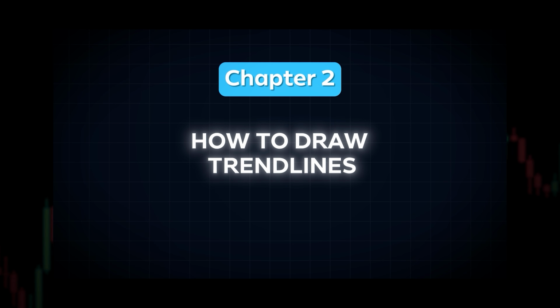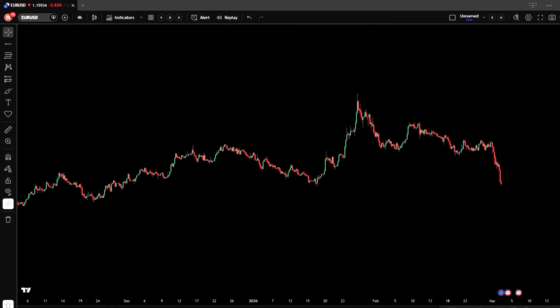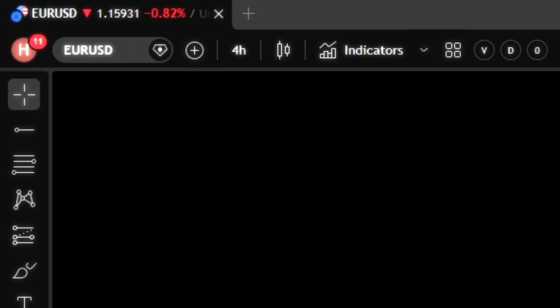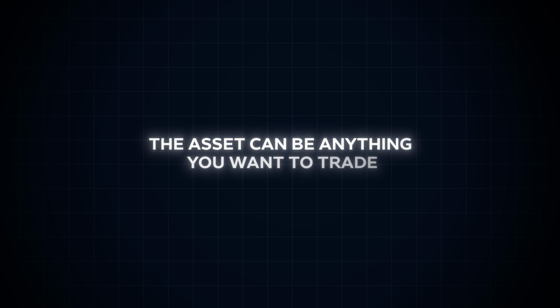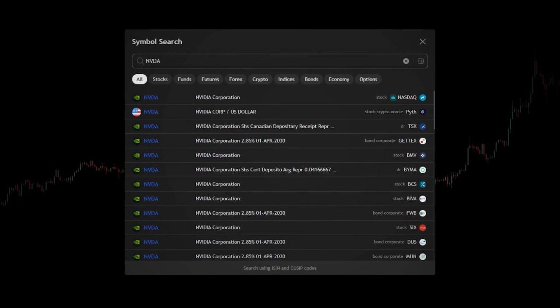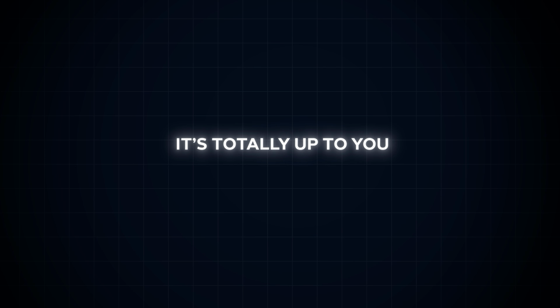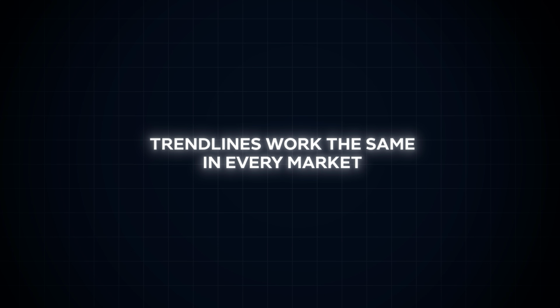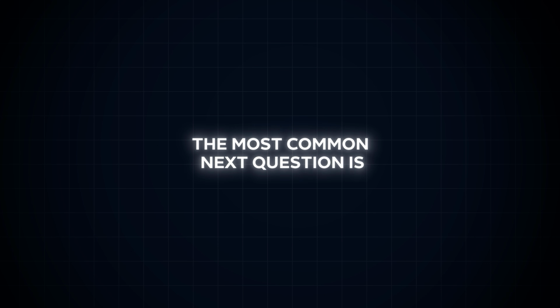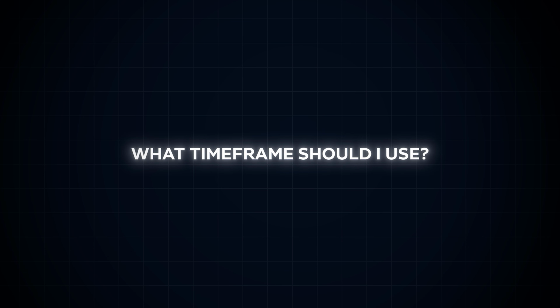To start using them, we will first need to have a charting program like TradingView.com. The next step is selecting an asset in a time frame. The asset can be anything you want to trade: stocks, crypto, or even gold and silver. It's totally up to you. Trend lines work the same in every market. The most common next question is, what time frame should I use?